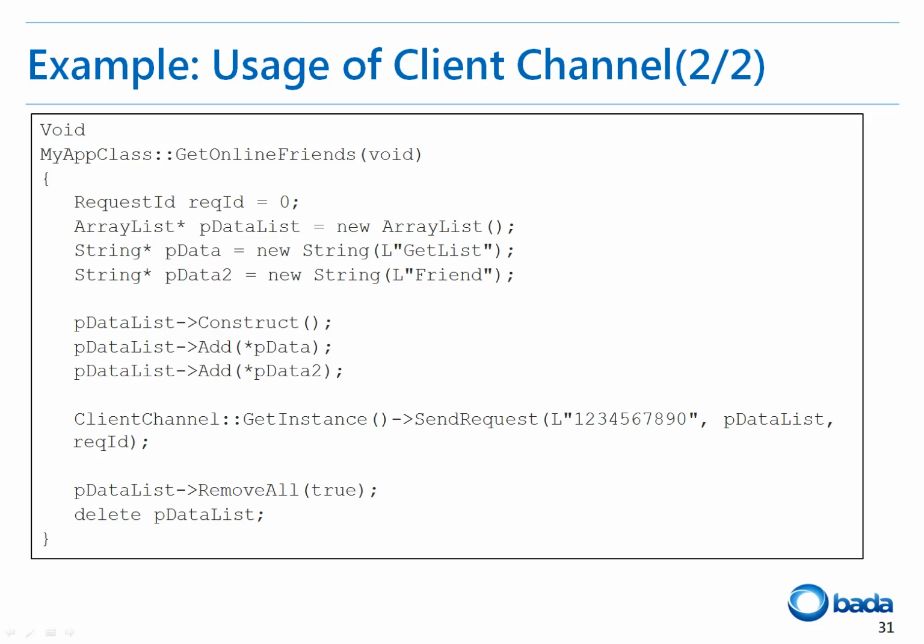This code snippet shows how to use the SendRequest API. In lines 5 to 10, we're creating the argument list that will be passed to the server application. In line 11, the static method ClientChannel::GetInstance returns the default client channel instance. The SendRequest API sends the service request to the server application with app ID 123456789 along with the message in the argument list. This also assigns a unique request ID for the current request. In the case of multiple requests and responses, this request ID is useful to identify the response corresponding to a particular request.